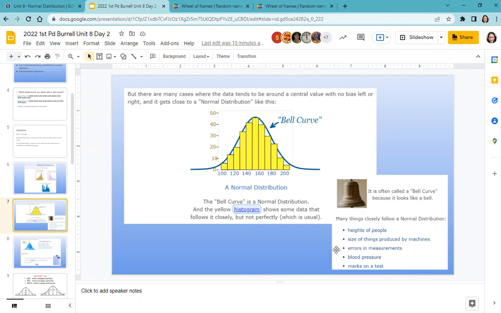Errors in measurements are normally distributed. If I gave everybody a 6-inch piece of paper and asked you to measure it, some of you might say 5.9 inches, some of you might say 6.1 inches, right? But you'll all be very close to 6. Your blood pressure is normally distributed, and sometimes grades on a test will be normally distributed, where most people get some sort of average grade for that class, but some people get really low and some people get really high.